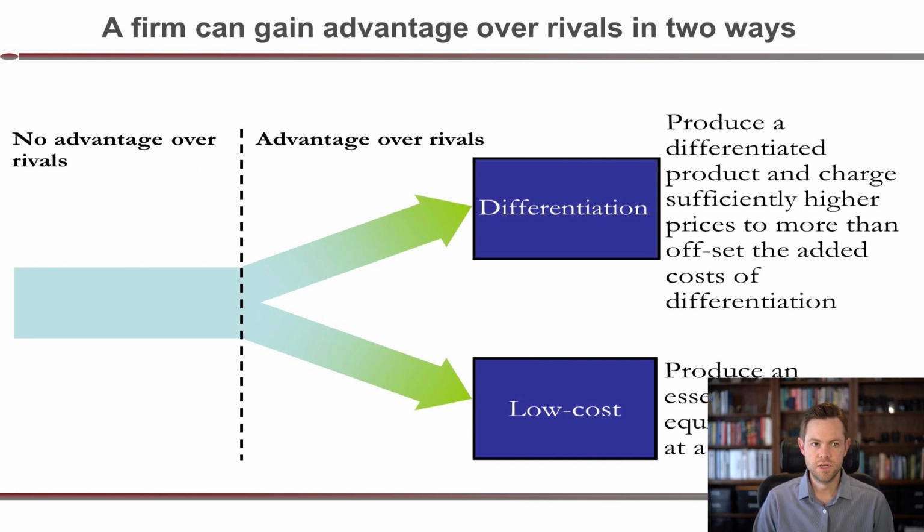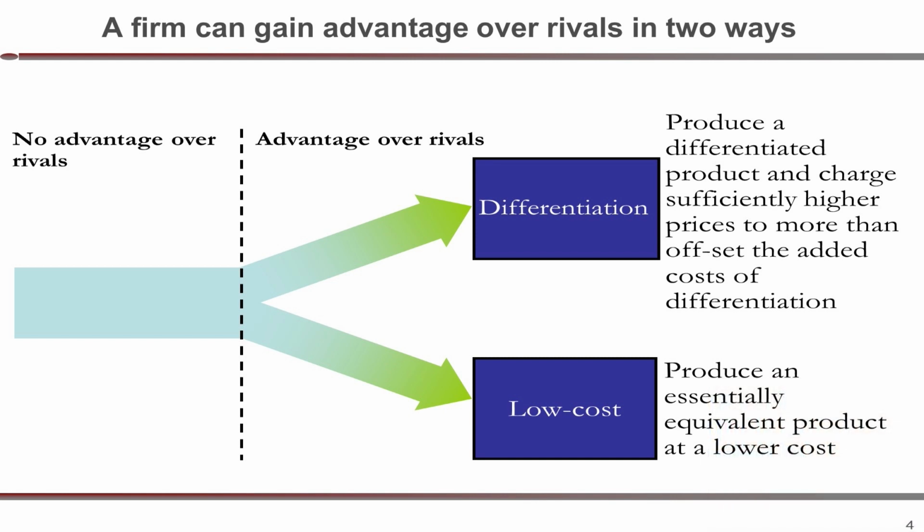Now, there's two fundamental ways that you can gain an advantage over your rivals. The first is differentiation. The second is having a low-cost advantage. When you are differentiating, you are finding some way that the product is different, i.e. better in the mind of the customer, that they are willing to pay some additional price for that difference. And then that hopefully offsets the costs of creating that difference. On the low-cost side, you are producing an essentially equivalent product at a lower cost.